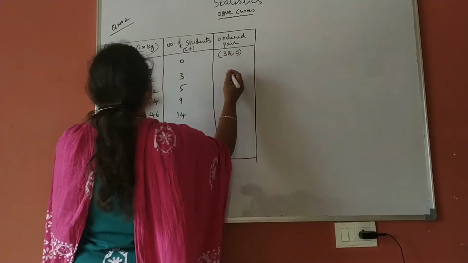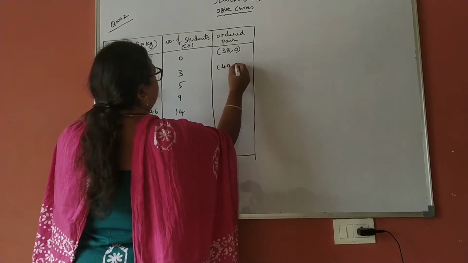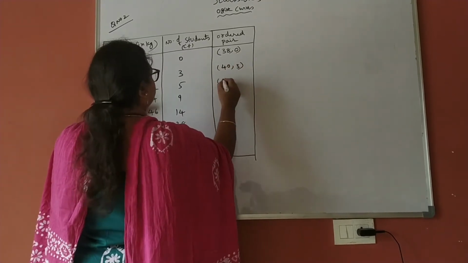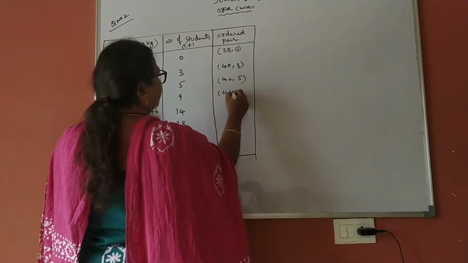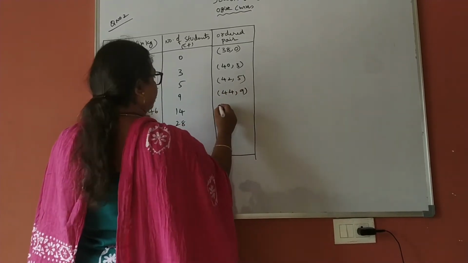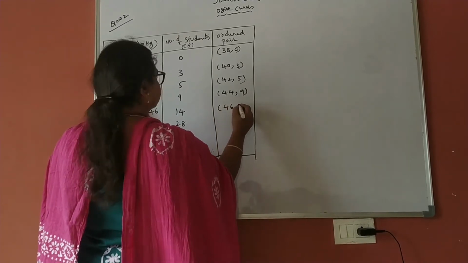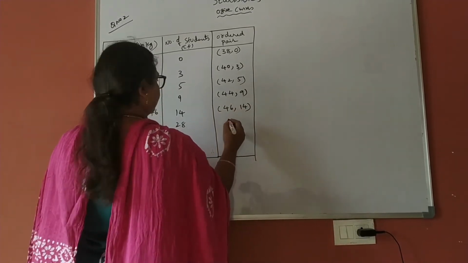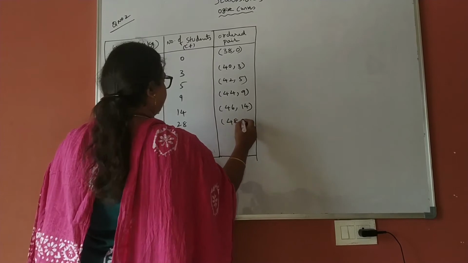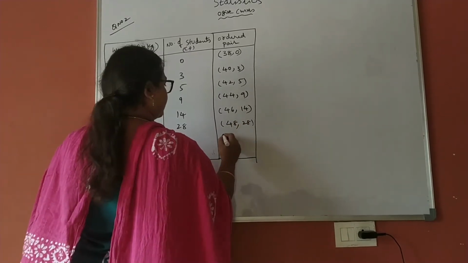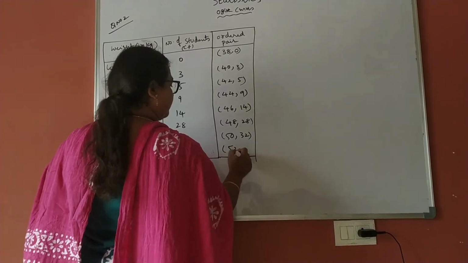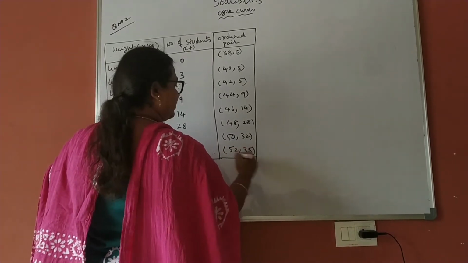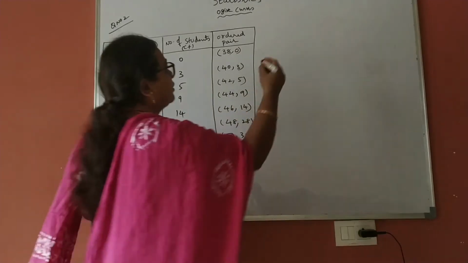38, 0; 40, 3; 42, 5; 44, 9; 46, 14; 48, 28; 50, 32; 52, 35. So we have to draw the graph.